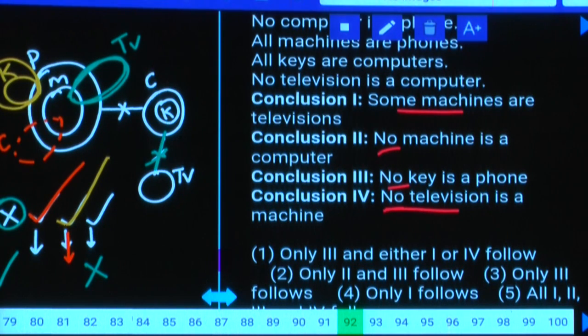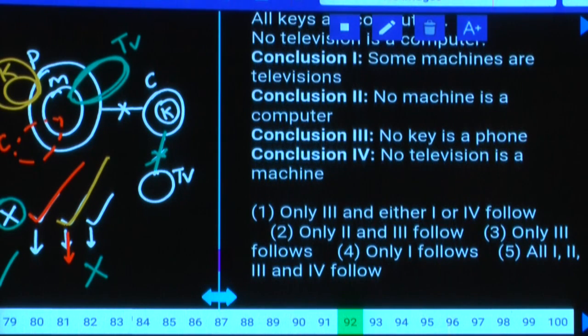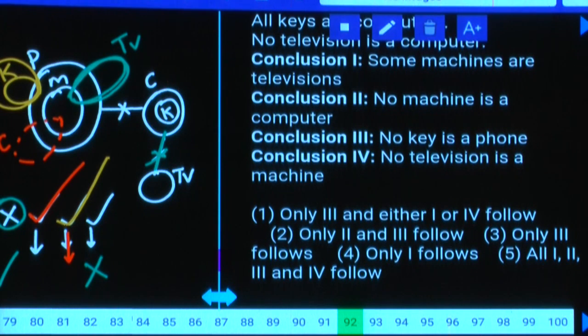Now question number 92 or 93? 92. Now question number 92. Only 3 and either 1 or 4. Isn't it? 2 as well as 3, both the conclusions follow. 2, 3 and either 1 or 4. 92 it is this choice. Next one.